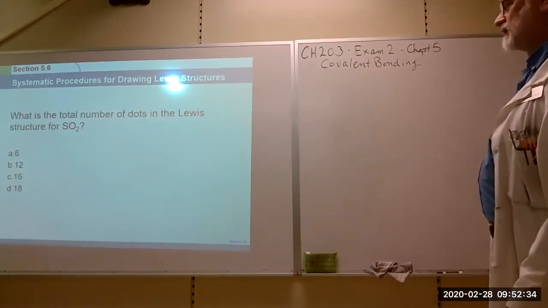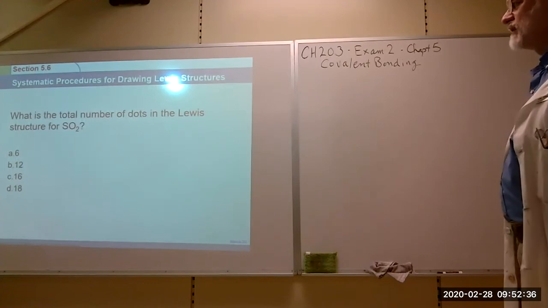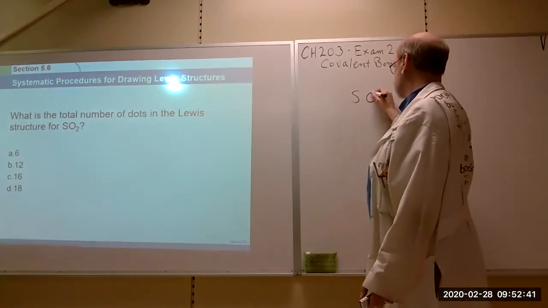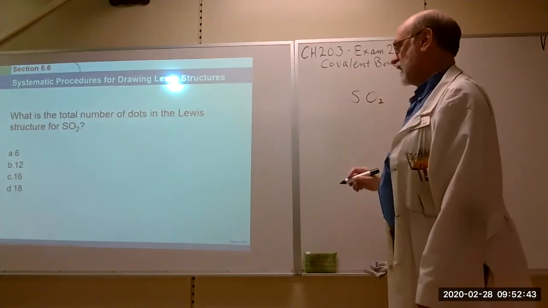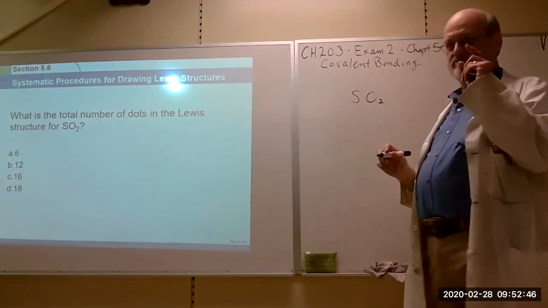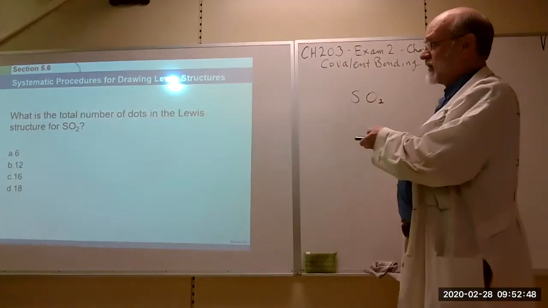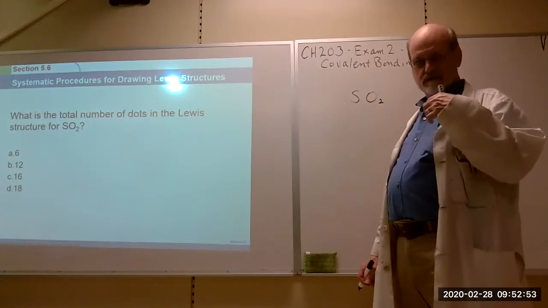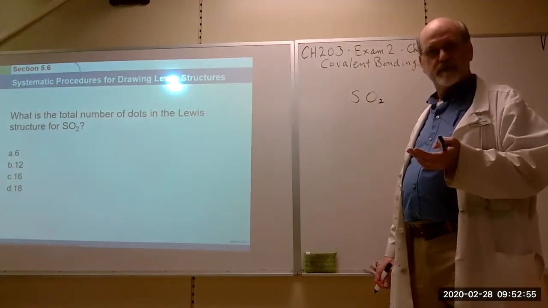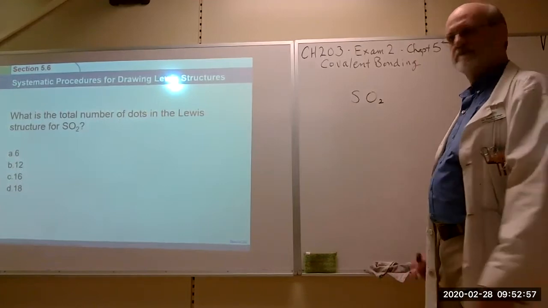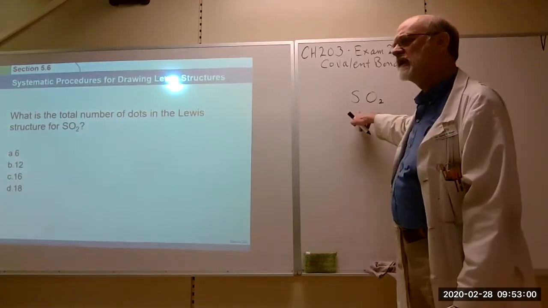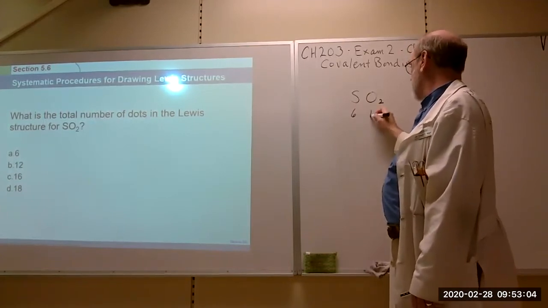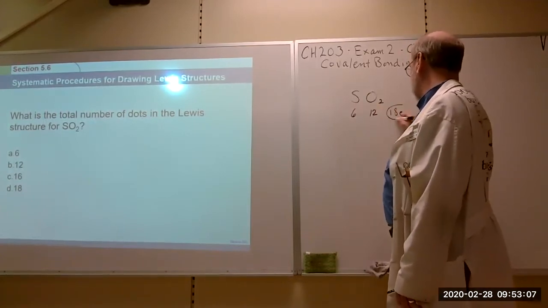Okay. Which is the total number of dots in the Lewis structure of SO2? For this one, well, you do have to draw the structure, because it says the total number of dots. And I assume what they're saying there is non-bonding electrons, because dashes would be bonding. Right? So sulfur is same as oxygen, 6. So we have 12 here, 18 total.